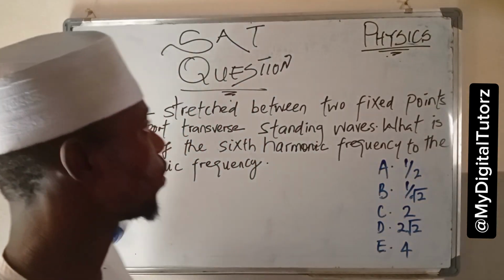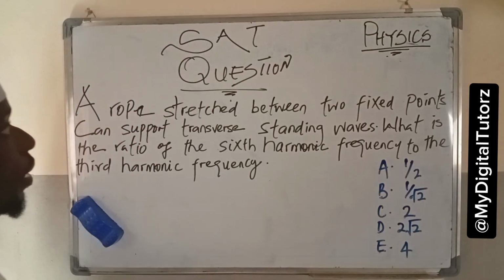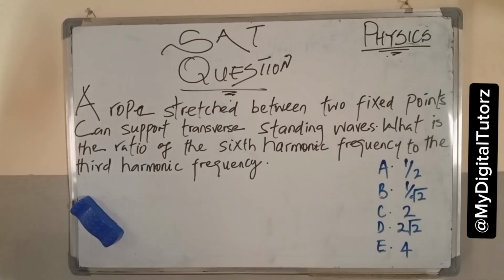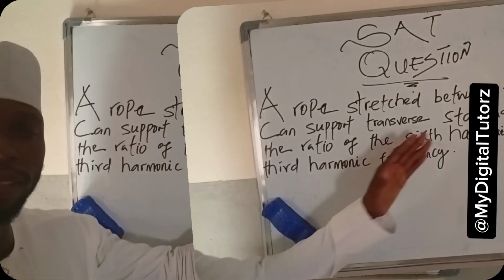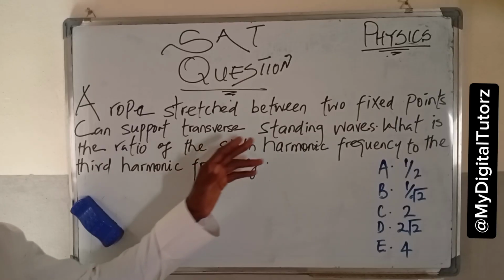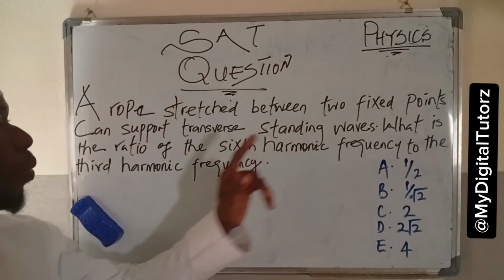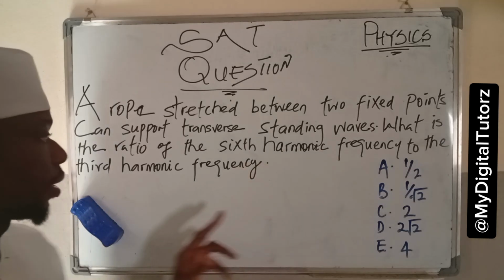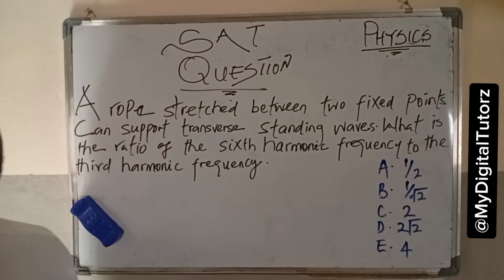So in today's class, we are going to look at this SAT question on waves. The question says that a rope stretched between fixed points can support transverse standing waves. What is the ratio of the sixth harmonic frequency to the third harmonic frequency?